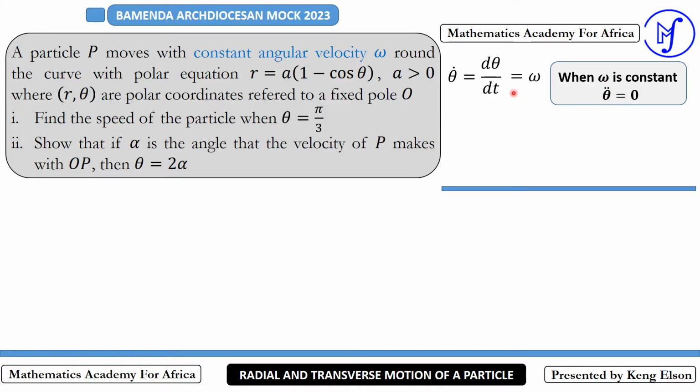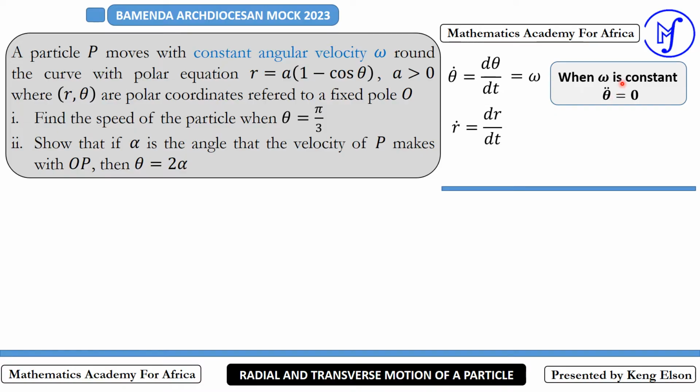Theta double dot means you should differentiate theta 2 times, that is d squared theta by dt squared, or you should differentiate theta dot 1 time, that is the first derivative with respect to time of d theta by dt, or the second derivative with respect to time of theta. And remember that when the first derivative with respect to time of theta is constant, then its second derivative will give you 0 because you are differentiating a constant.